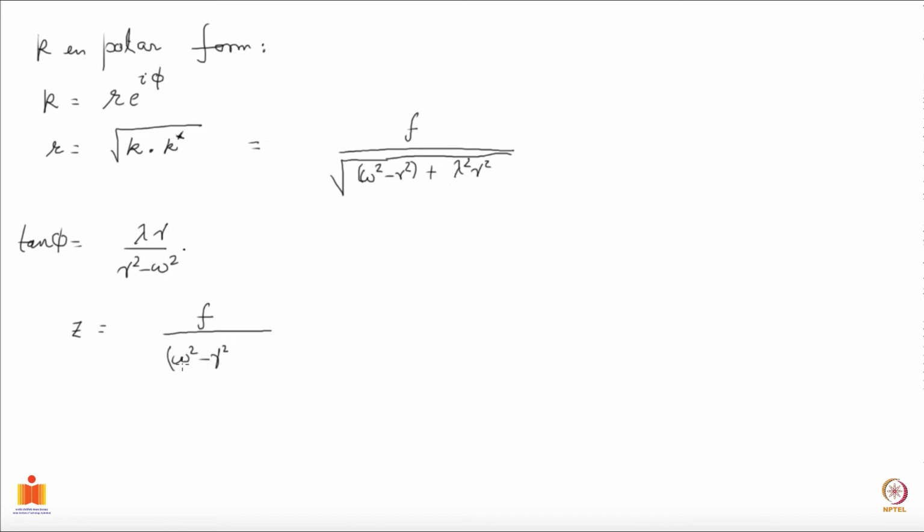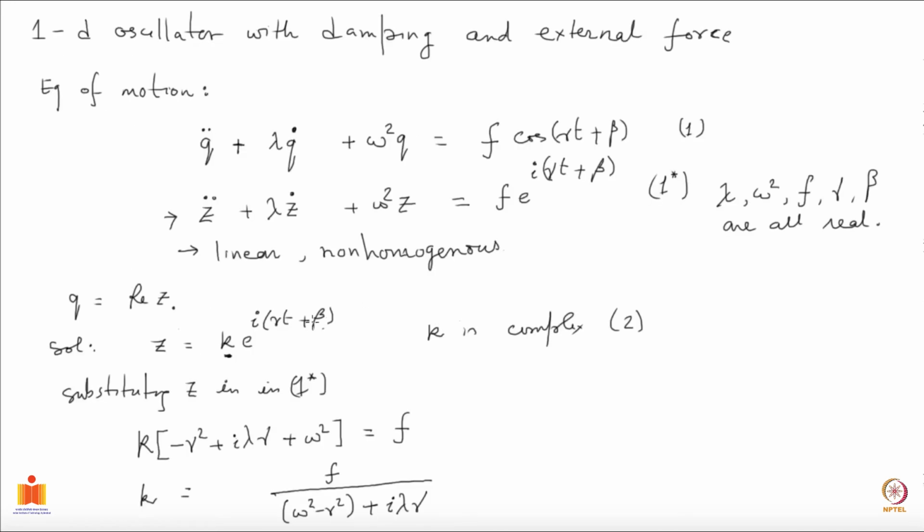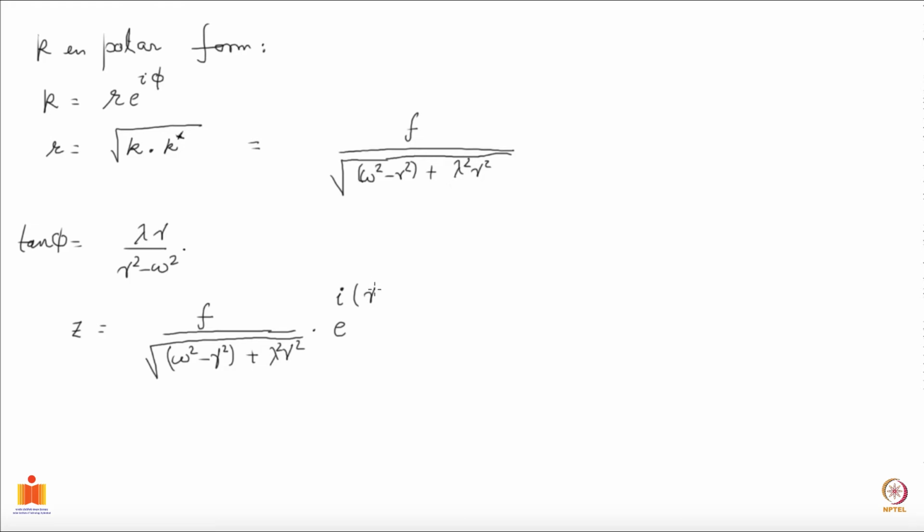Gamma square plus lambda square gamma square. Okay, then you have e to the i, let's look back, gamma t plus beta, and then as I said, you will have alpha also. Not alpha, phi. I have been calling it phi. Okay, so our solution Q is the real part of Z, which is again this thing.